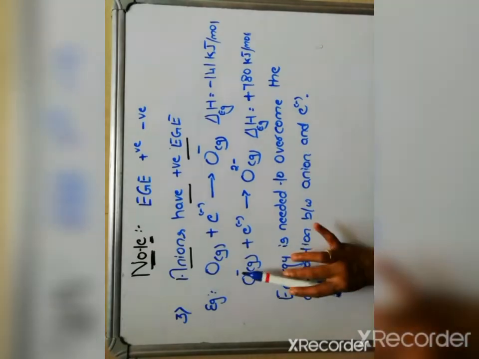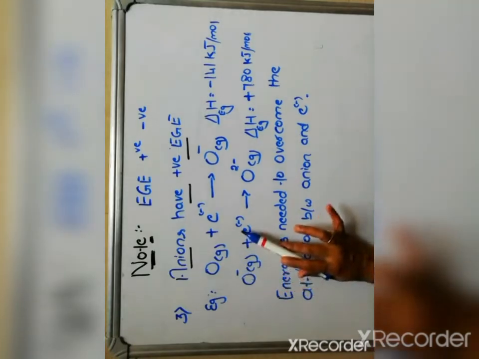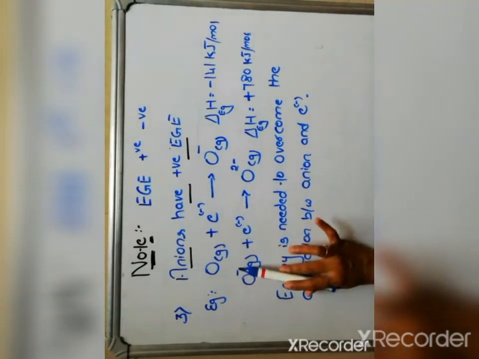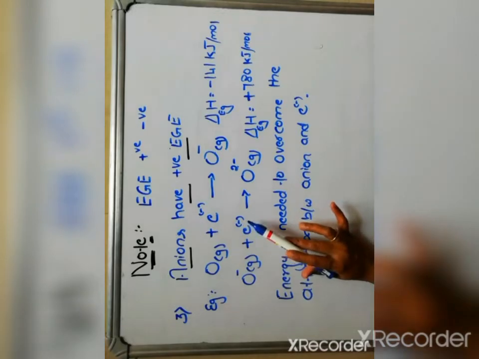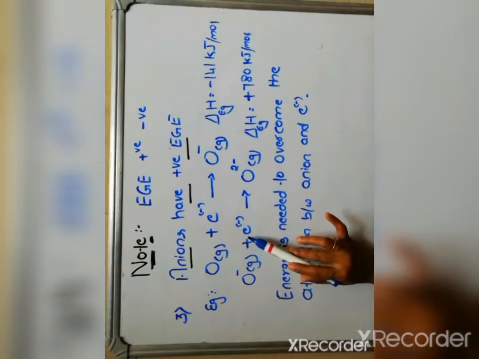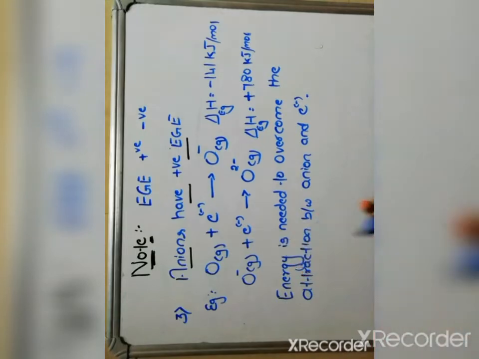Because here, repulsion will take place. The electrons are negatively charged, so repulsion will take place. When the repulsion takes place, we have to supply the energy. So when we say take the electron, we have to supply even more energy, so the energy will not be released.